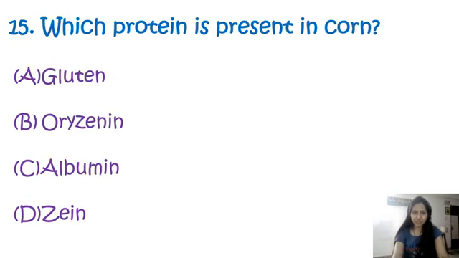Question number 15. Which protein is present in corn? So options are gluten, ornithine, albumin, or zein. So the correct option is D, that is zein. Zein is a predominant storage protein which is found in maize or the kernels of corn, unlike gluten which is found in wheat. So the correct option is D, that is zein.